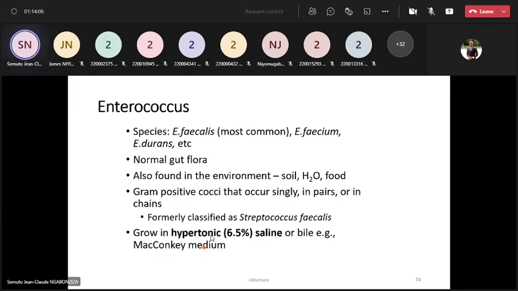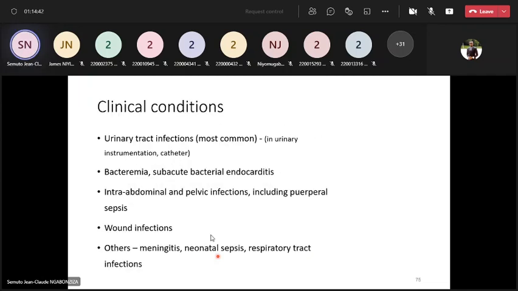It can grow in hypertonic saline or bile, for example, MacConkey medium. So in this way they look like Staphylococcus, because streptococci are not halophilic. Having this halophilic condition allows them to grow in hypersaline media. They are also resistant to bile. They cause urinary tract infection, and that is the most common. They can induce bacteremia, subacute bacterial endocarditis, intra-abdominal and pelvic infection, including peritoneal sepsis, wound infection, and others, meningitis, and neonatal sepsis.